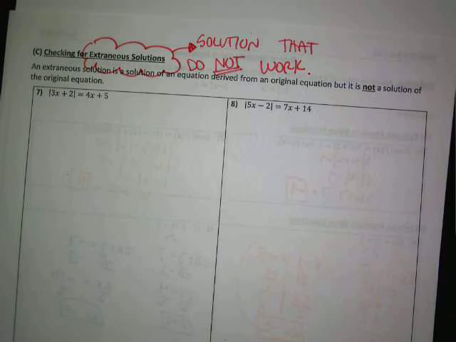Does that mean that if they do work, then they're wrong? If they work, then it's still a solution. If it doesn't work, it's not a solution.